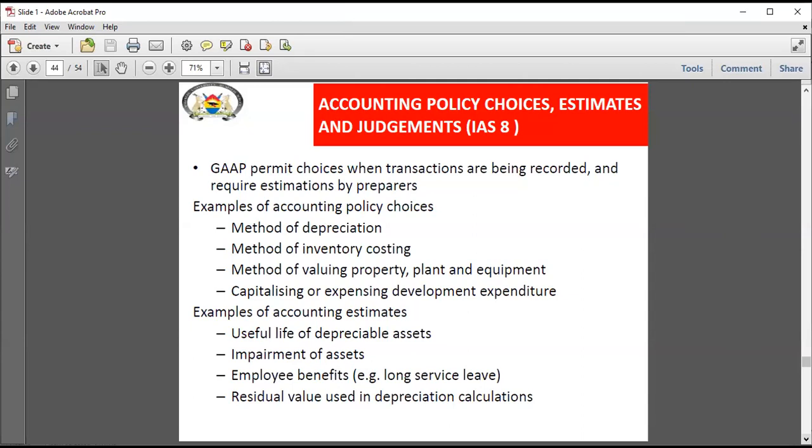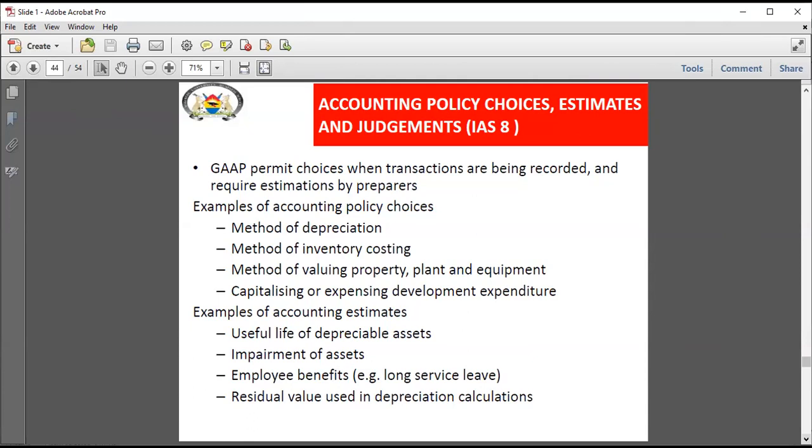And then the other is the method of valuing property, plant, and equipment. Under valuation here, I think we just saw, you can choose to say you're valuing it at market value or fair value, you're valuing it at historical cost, and so on. And then decisions around capitalizing and expensing development expenditure also lie in the same thing.